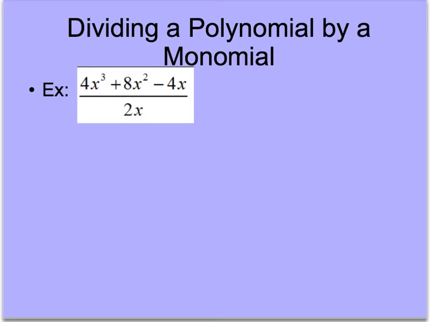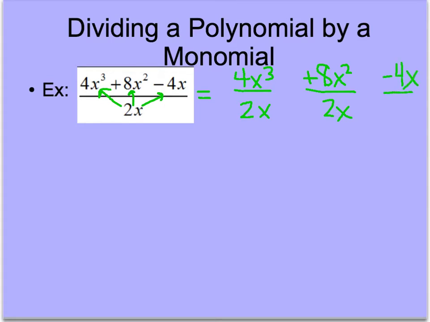And so what we do is you take each term in the trinomial in the numerator and divide it by the monomial in the denominator. So each term is going to be divided by the 2x. And then our last term, negative 4x over 2x.